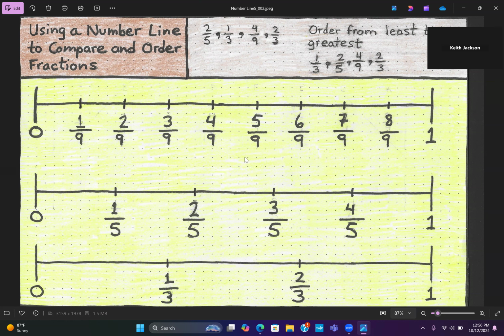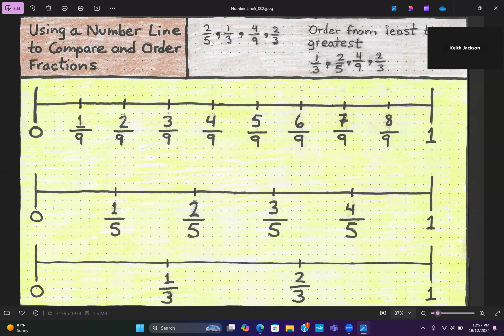In this case, if we use the least common multiple of 45, 45 would lend itself well to ninths, fifths, and thirds, which will make these number lines the same size. All right, so what we're going to do is compare and order the fractions of 2/5, 1/3, 4/9, and 2/3. Let's start with 2/5 and see where it belongs in the pecking order as far as being from least to greatest, or if it's somewhere in the middle.